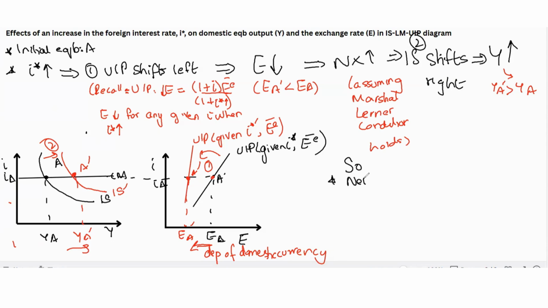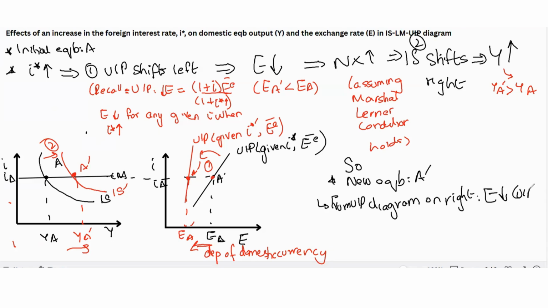So the new equilibrium is A prime, where from the UIP diagram on the right, we can see E goes down. Why? Because the UIP curve shifted to the left, right? Initially at IA, this was the relevant exchange rate, but now the UIP curve has shifted towards the left. So at IA, the relevant exchange rate is EA prime, right? Which we plotted over here.